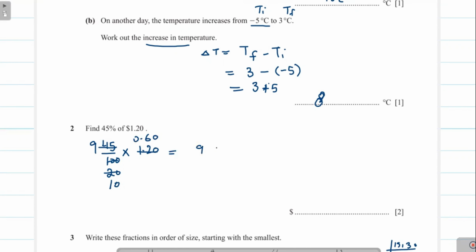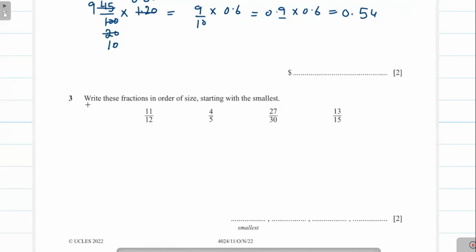Now you can write it: 9 multiplied by 0.6 over 10, and 9 over 10 means 0.9, multiplied by 0.6. Now you can write it, 0.54.